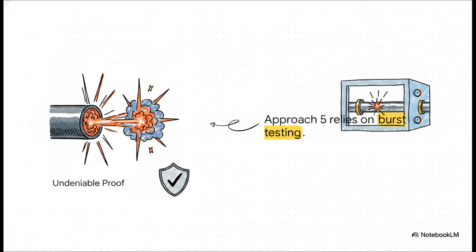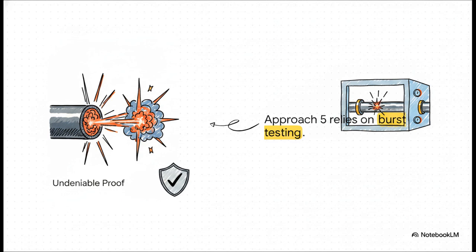But hey, what happens when theoretical math simply isn't enough? Enter approach 5. When the math gets too uncertain, engineers literally blow up a section of the pipeline in a controlled environment. They match the exact gas composition, temperature, and pressure levels, and just burst it.